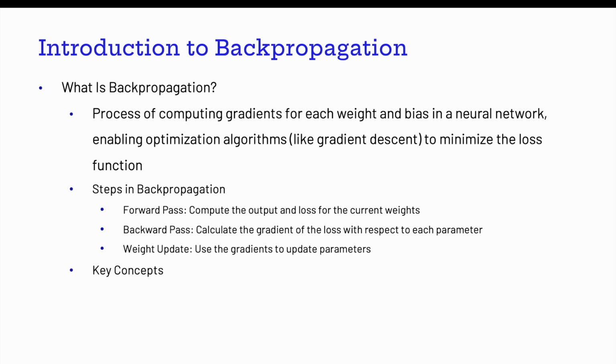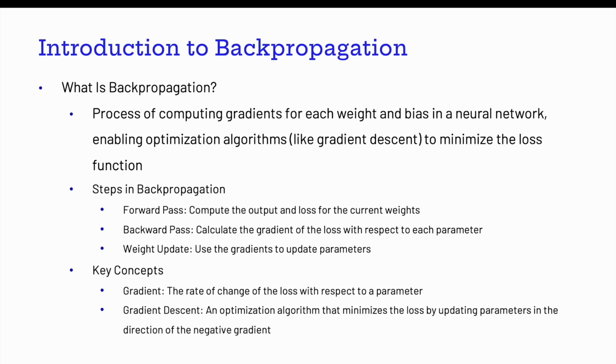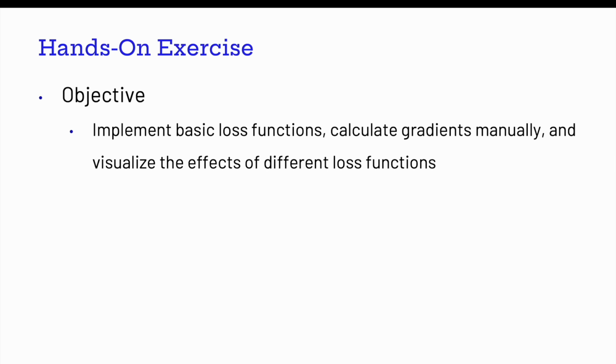Some of the key concepts include the gradient, which is the rate of change of the loss with respect to a parameter. We have gradient descent, which is an optimization algorithm that minimizes the loss by updating parameters in the direction of the negative gradient. And we have been through gradient descent before in earlier weeks. Now, with this in the back of our heads, let's start with a hands-on exercise where we will be implementing a basic loss function. We'll calculate the gradients manually and visualize the effects of different loss functions.